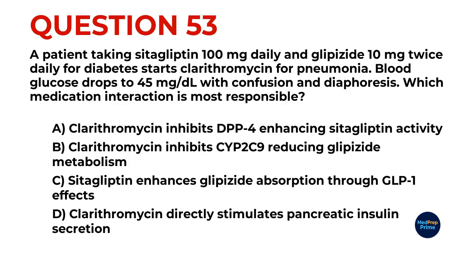Option A. Clarithromycin inhibits DPP-4, enhancing sitagliptin activity. Option B. Clarithromycin inhibits CYP2C9, reducing glipizide metabolism. Option C. Sitagliptin enhances glipizide absorption through GLP-1 effects. Option D. Clarithromycin directly stimulates pancreatic insulin secretion.